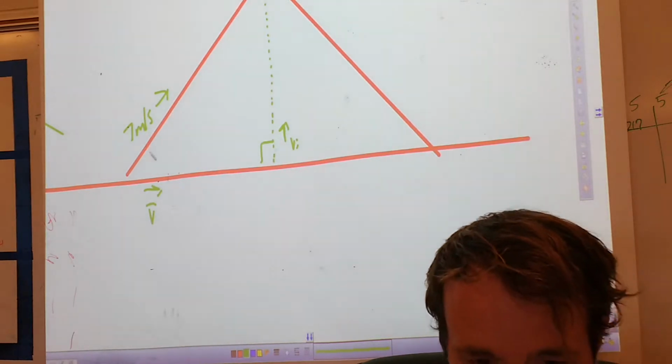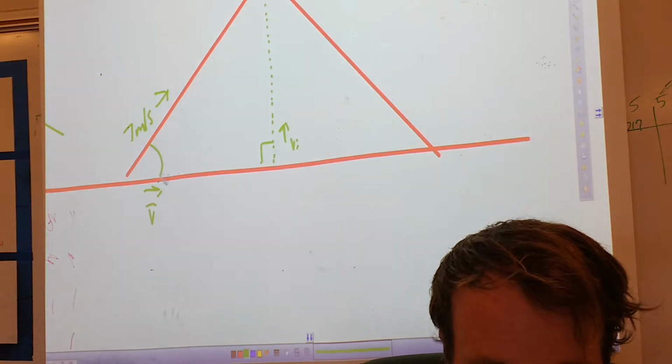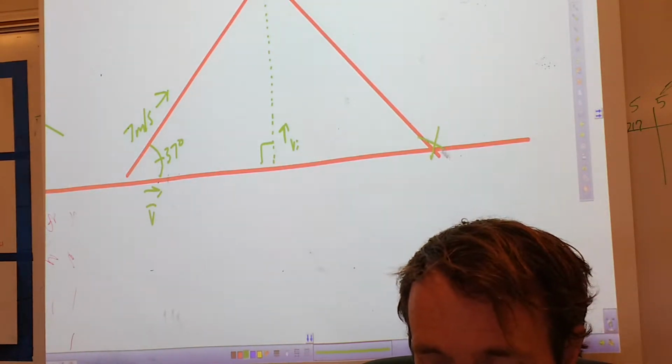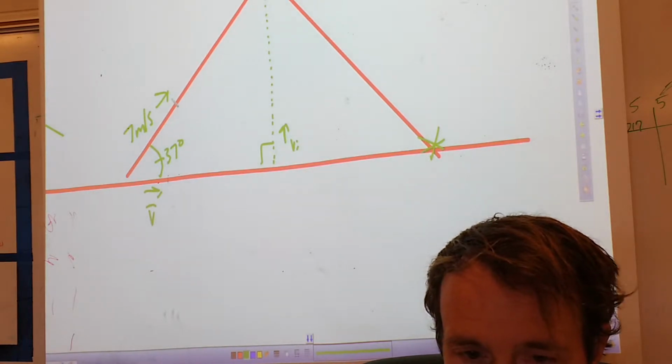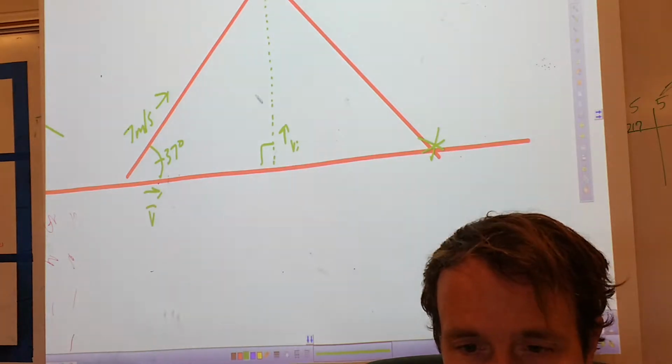A marble launcher shoots a marble at 70 meters per second at an angle of 37 degrees. How far will it go? How long will it be in the air? And how high will it go?